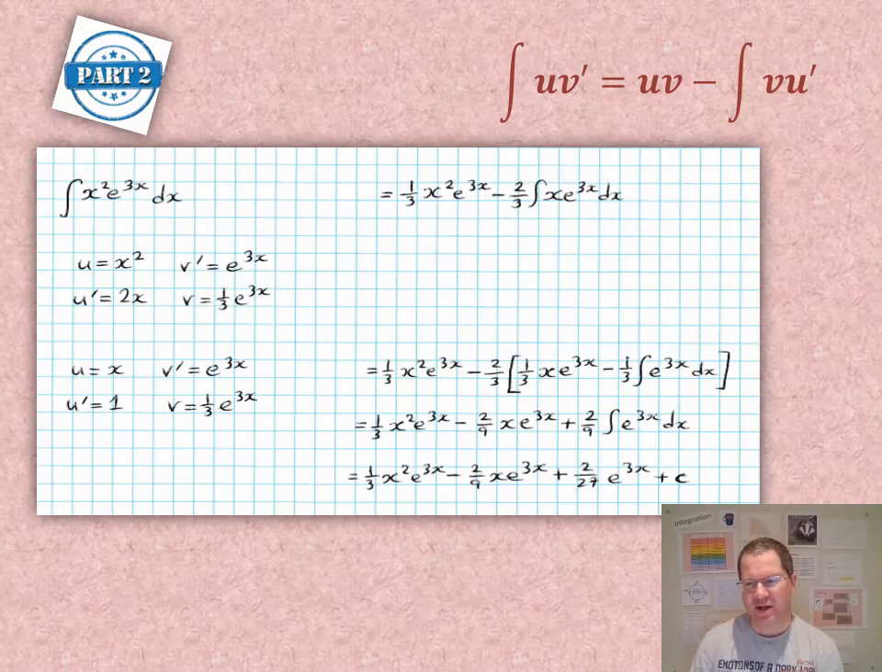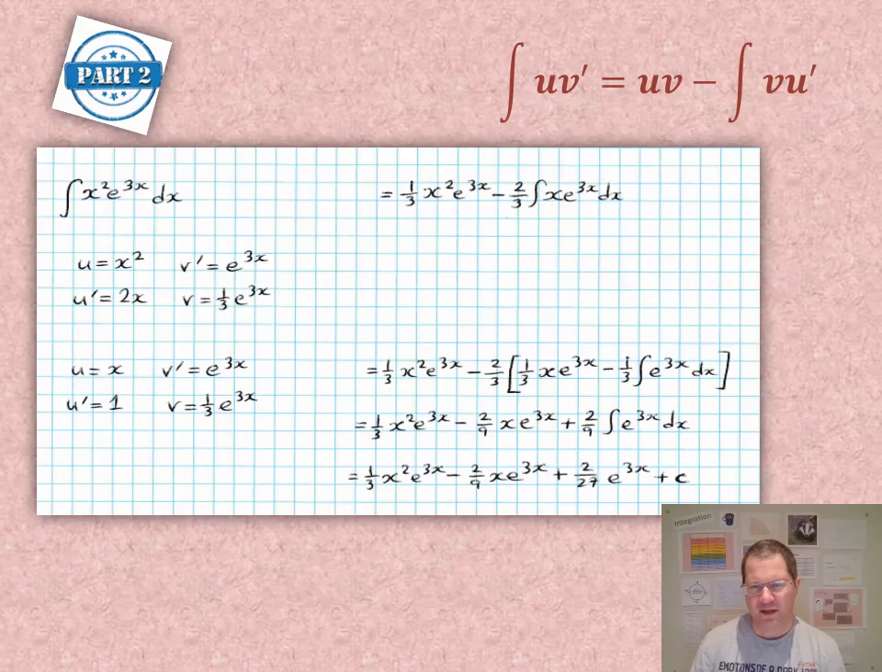Unfortunately, the only way I can integrate x e to the 3x is to use integration by parts, i.e. I'm going to apply the same formula again. So this time, this is like part 1. We have u as x and u dash as 1, v dash as e to the 3x and v as a third e to the 3x. Then bearing in mind that we've already started this question, we get a third x squared e to the 3x from before minus the 2/3, and then in the square brackets, this is where I'm applying the formula again.